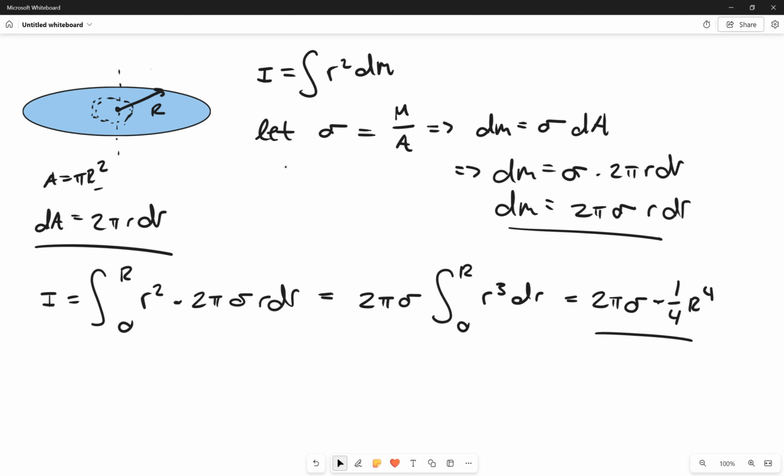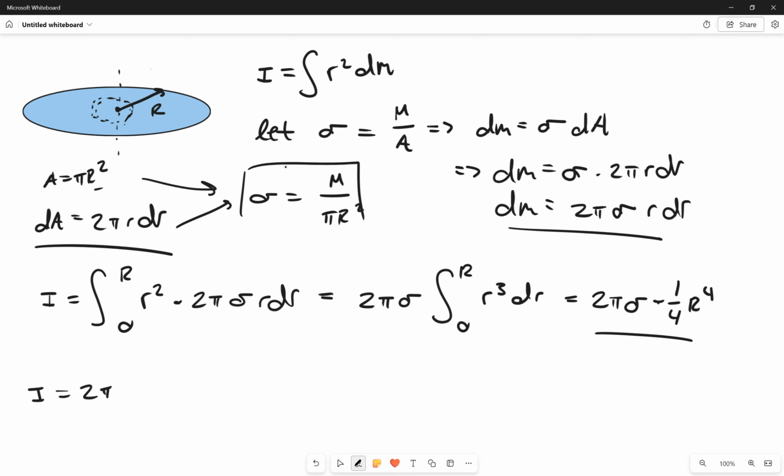I'm going to simplify this a little bit. Actually, no, I'm just going to bring sigma in. So we defined sigma before as this over here, but because we know that area is pi r squared, sigma is just m over pi R squared. So we can sub that in over here. This is just m over pi R squared times 1/4 R to the 4th.